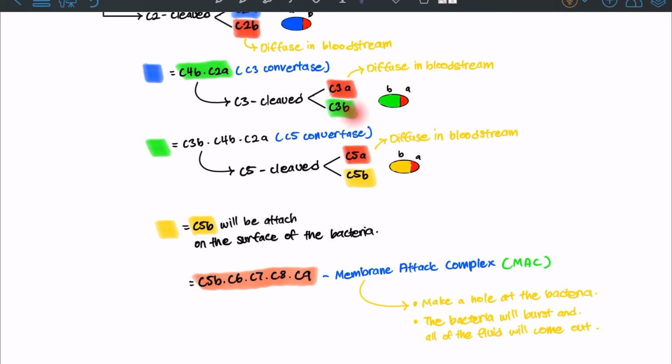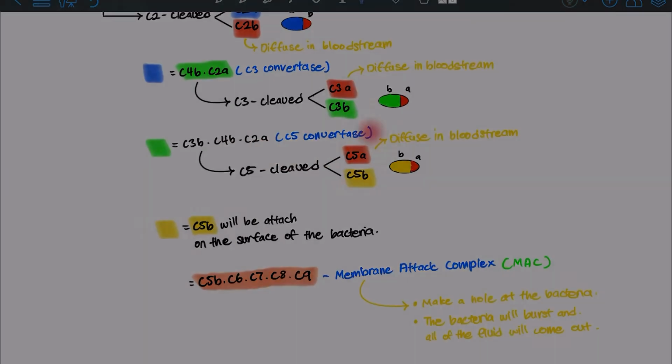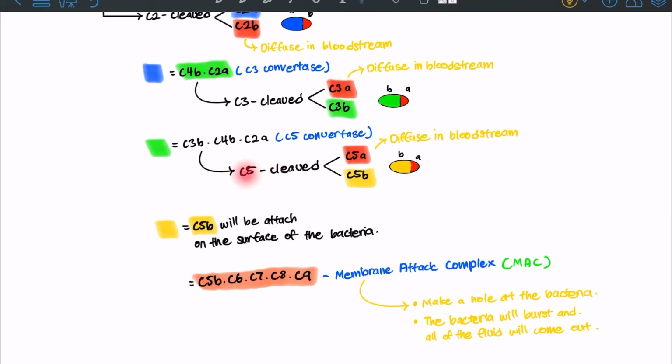C3a will diffuse in our bloodstream. However, C3b will combine with C4b2a to form C3b4b2a, or the other name is C5 convertase. After C5 convertase cleaves, C5 will become C5a and C5b. C5a will diffuse in our bloodstream. However, C5b will attach to the surface of the bacteria.